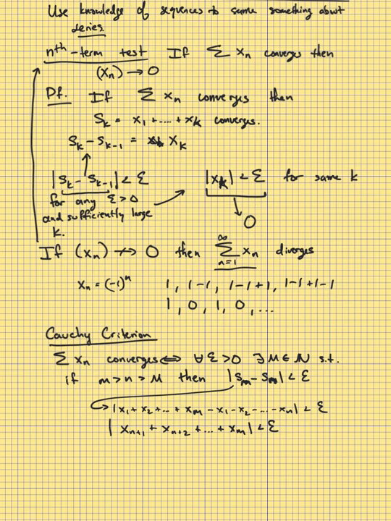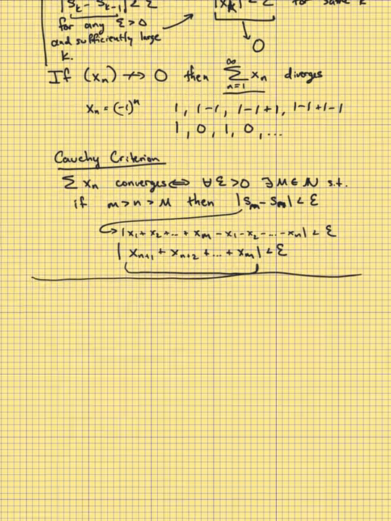Okay? So what this is saying is if a series converges, if I'm willing to go far enough in my sequence, and I take an arbitrary sum of consecutive terms, that has to be less than epsilon for arbitrary epsilon. Okay, and the proof is just Cauchy's criterion for convergence.